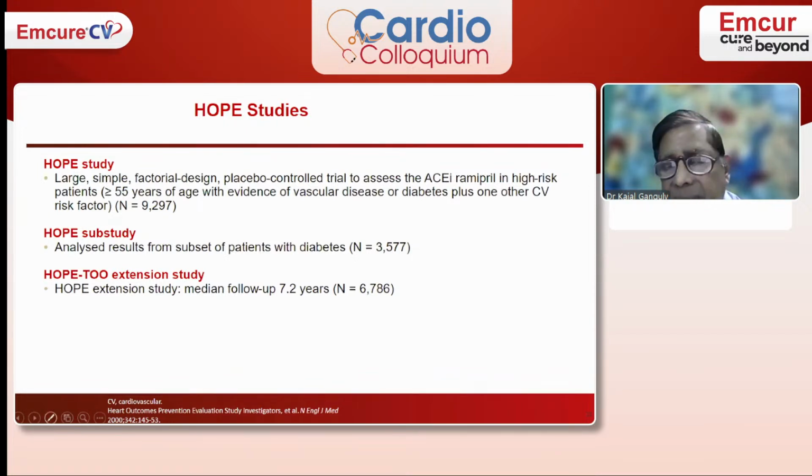So the HOPE study was published in 2000. Just to recapitulate, I shall give the outline only. It was a single, large, simple, factorial designed placebo-controlled trial to assess the ACE inhibitor ramipril in patients over the age of 55 years with evidence of vascular disease or diabetes mellitus plus one risk factor. It was published in 2000, and we have got the HOPE sub-study, the HOPE 2 extension study, and ultimately we had the HOPE 3 trial also. Next.